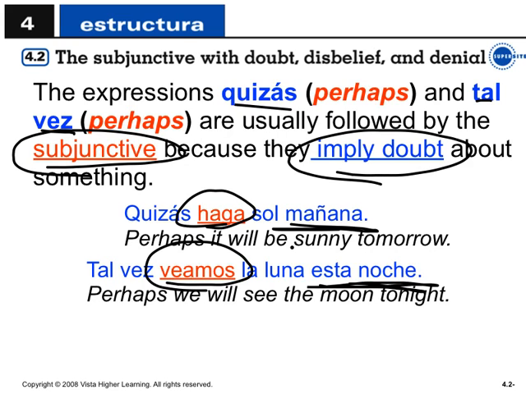And that will wrap it up now. This is our last use of the subjunctive in noun clauses, the subjunctive with doubt, disbelief, and denial.